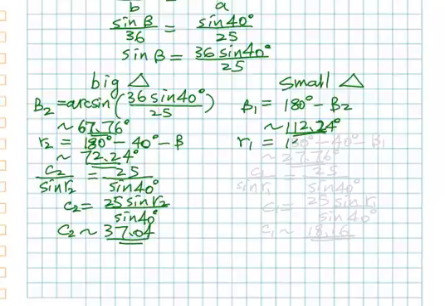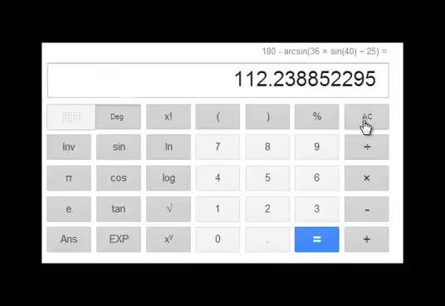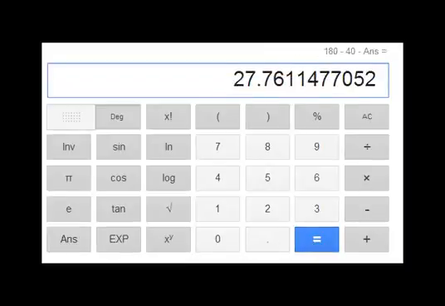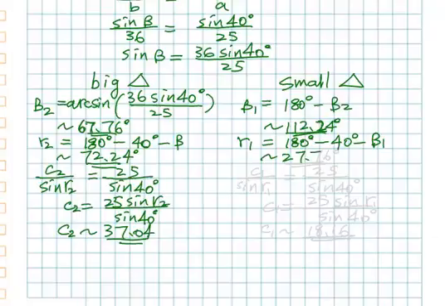Gamma sub 1 then equals 180 degrees, subtract 40 degrees, subtract beta sub 1. Press the AC button, 180, subtract 40, subtract the ANS button, equals. Gamma sub 1 is approximately 27.76 degrees.